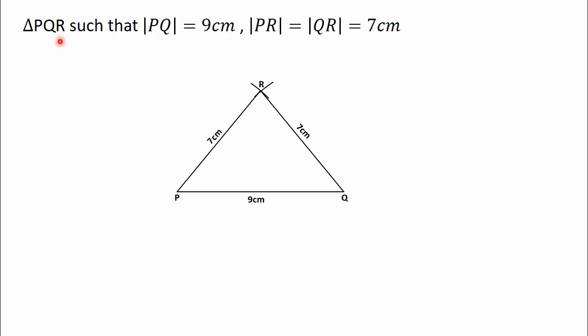We have now constructed triangle PQR such that PQ is 9 centimeters, PR is 7 centimeters, and QR is also 7 centimeters.